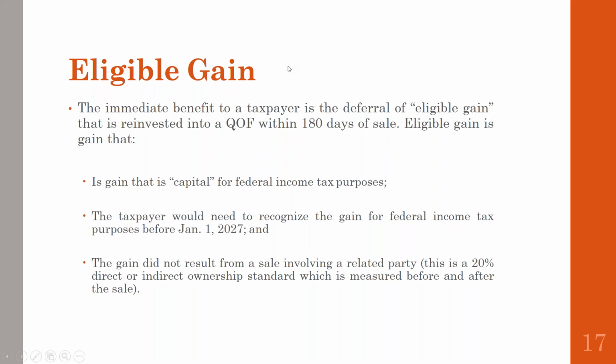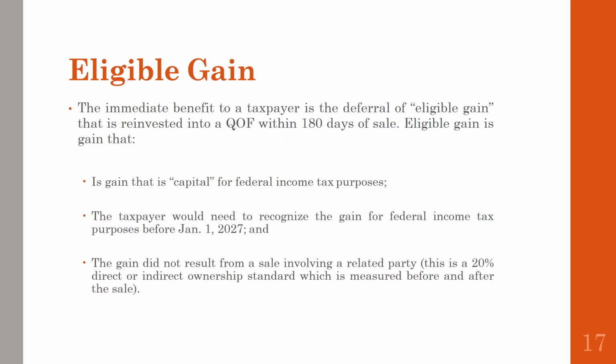All right. And one other item to recognize is that for the gain to be eligible, and this is really important, the gain cannot result from a sale involving a related party. It's a 20% direct or indirect ownership interest standard. Make sure you're aware of this if you are in a situation where you're trying to generate a capital gain and the sale is to anyone remotely close to being related to the individual taxpayer. Make sure you review this section to make sure that you qualify.